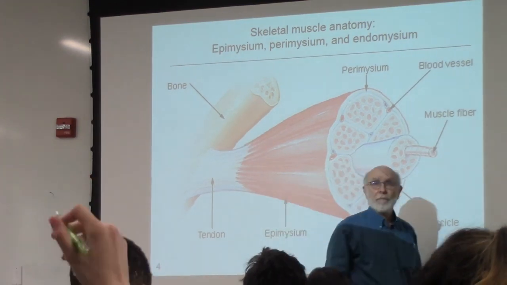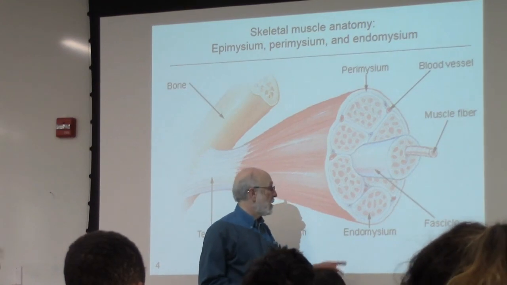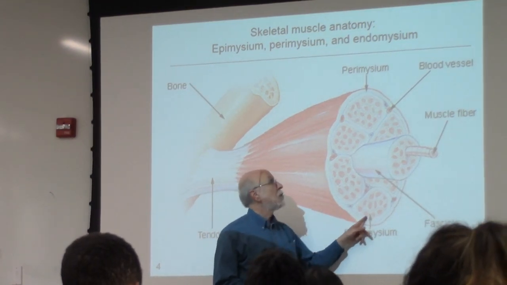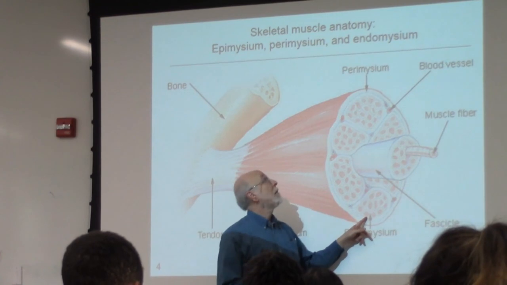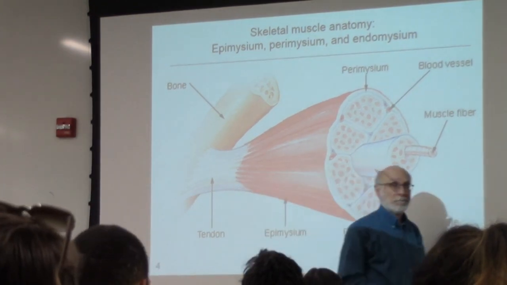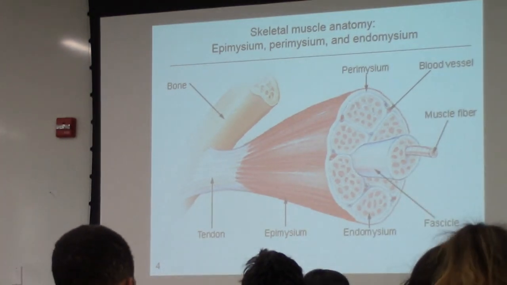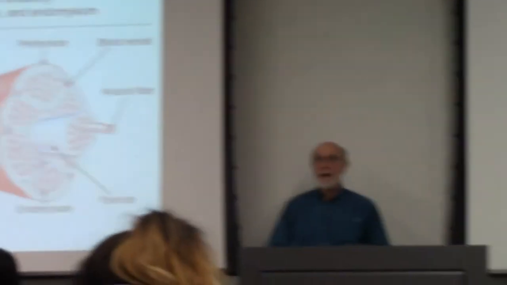Is the endomysium to the muscle fiber what the perimysium is to the fascicle? That's a good way to look at it. Endomysium is to the muscle fiber what perimysium is to the fascicle. So, good question. This is exactly what this class is all about.